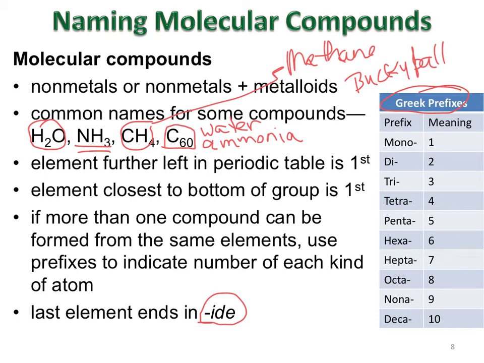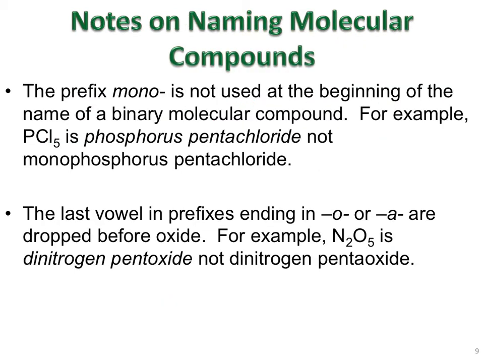However, we will not use mono at the beginning of a name, and anytime that we encounter oxygen, we end up losing O's and A's before we put it with oxygen to make an oxide. More on that later. So just to reiterate, the prefix mono is not used at the beginning of the name of a binary molecular compound.